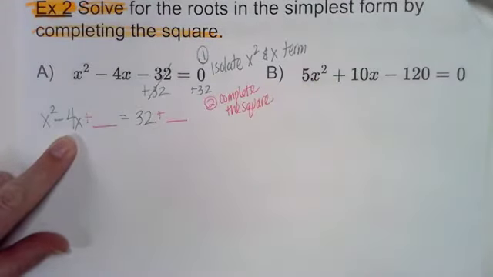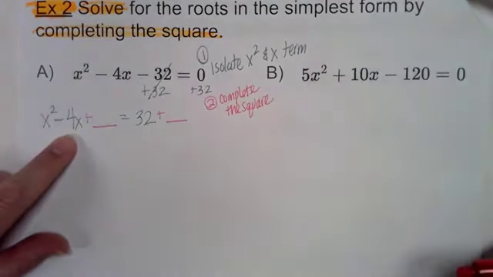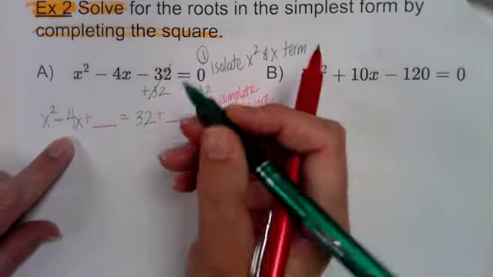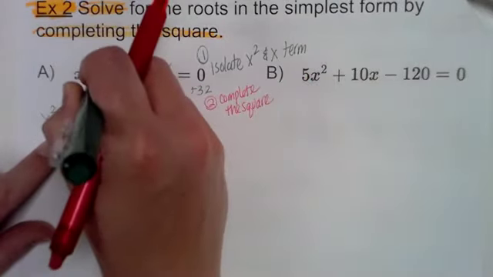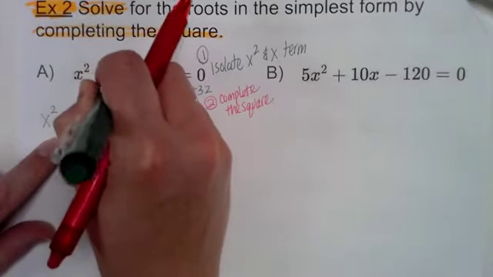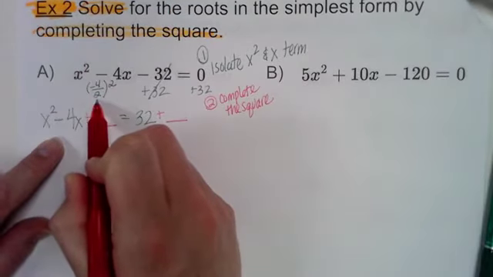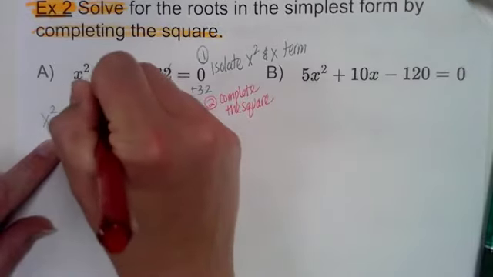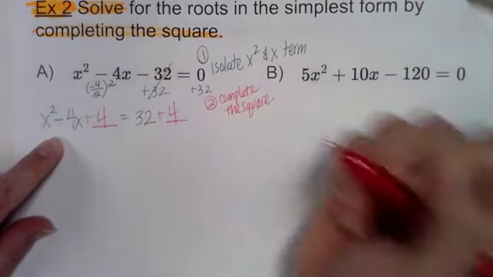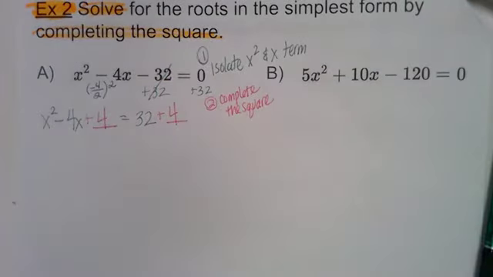How did you get 4? Negative 4 divided by 2, squared. Negative 4 divided by 2 is negative 2. When you square that, negative 2 times negative 2 gives me positive 4. So we're going to add 4 to both sides. Well, that was easy. Why do we do that?